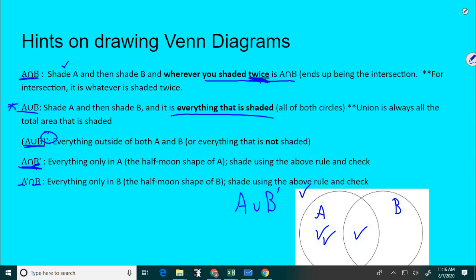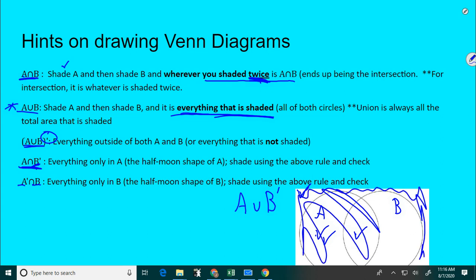if we look right up here, union is everything that's got a check mark. So that's outside, here, and here. So now it's everything except the little half moon shape. So it's all this, all that. Okay, everything except that little half moon shape.